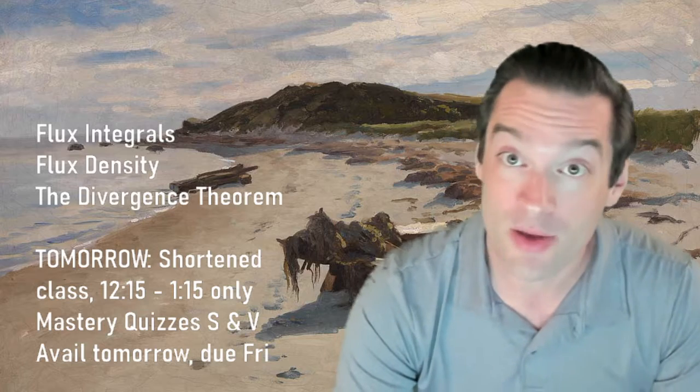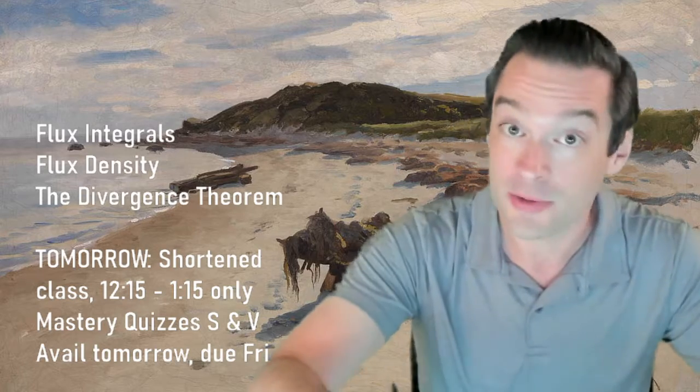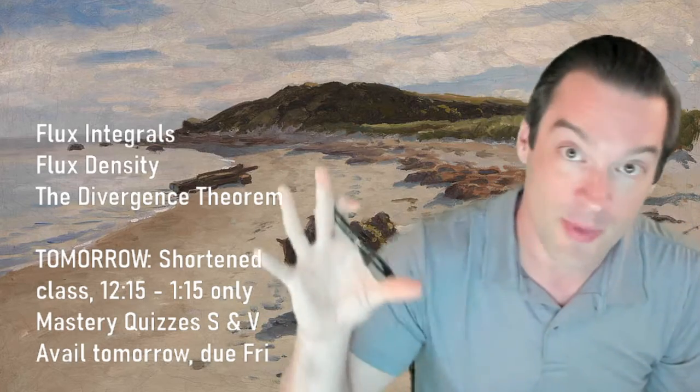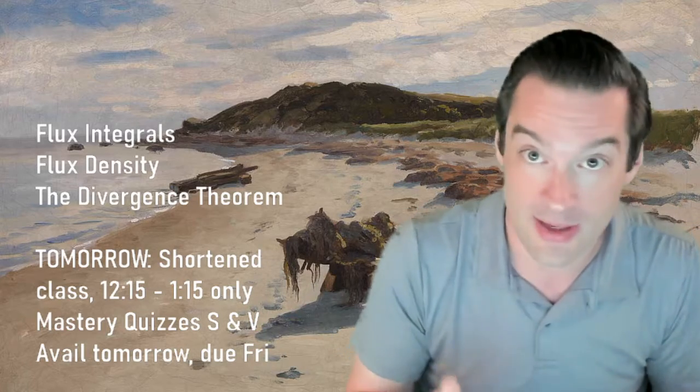So when we get to talk about surface integrals tomorrow and Friday, a good analogy would be we put a net out in the water, right? And that net forms the shape of some surface. And then we're sort of asking how much water is flowing either into or out of that net, depending on how we orient the surface.